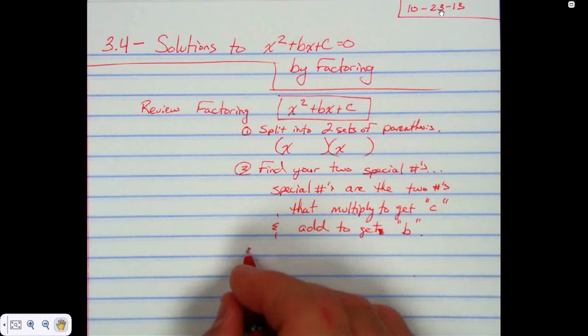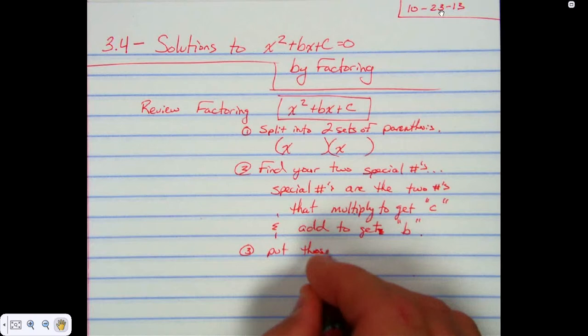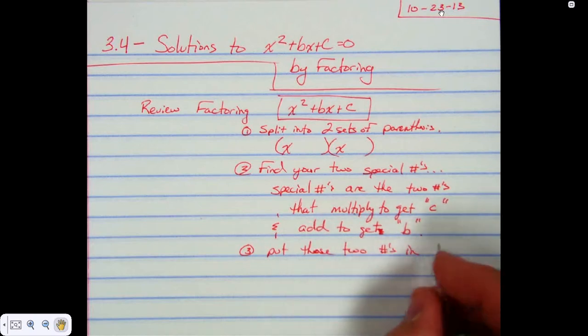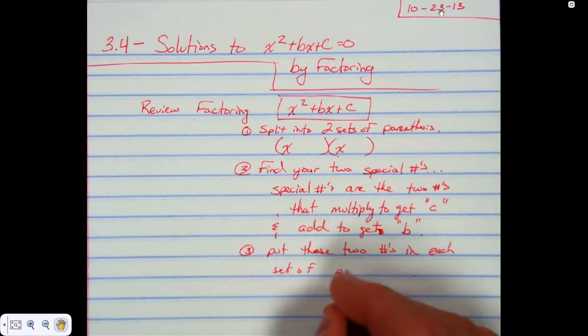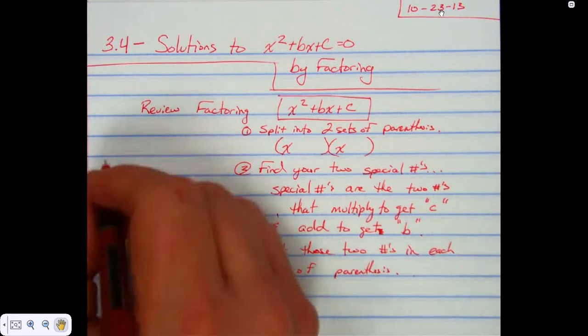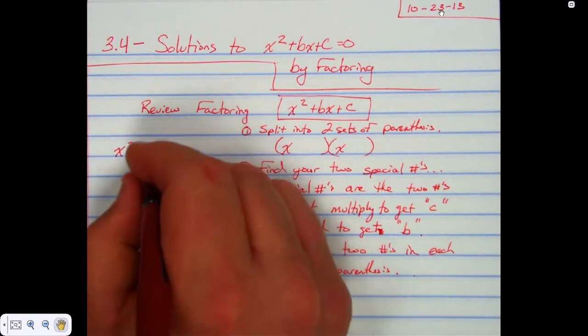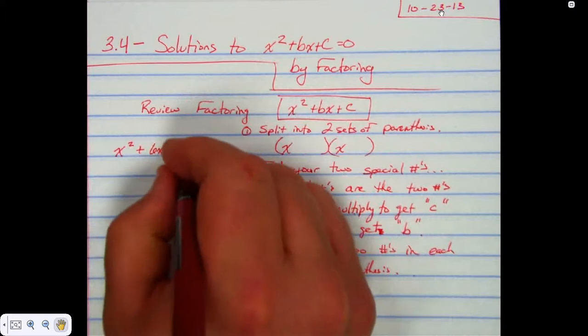And once you find those, put those two numbers in each set of parentheses. So as an example, x squared plus 6x minus 7, we'll say.